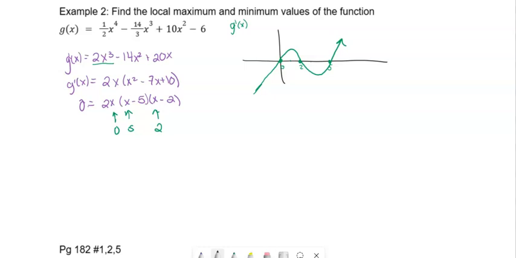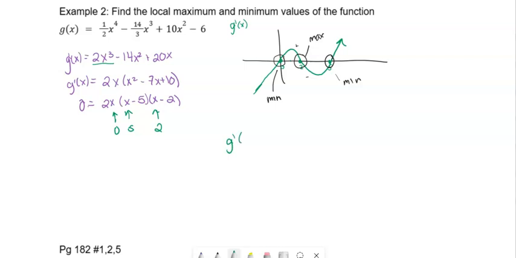Okay, so in this one, I'm going from a negative to a positive, so this is a minimum. This one I'm going from a positive to a negative, so this is a maximum. And this one is going from a negative to a positive, so this is also a minimum. I can also plug some values into g of x to see what this looks like as well.